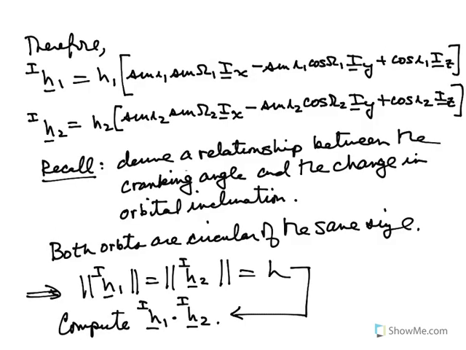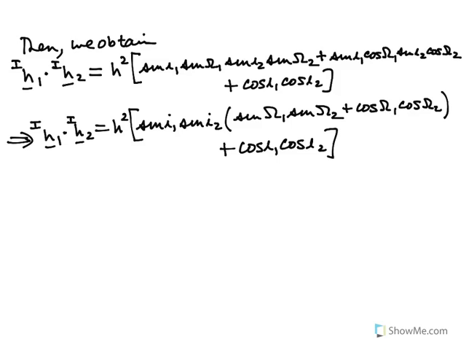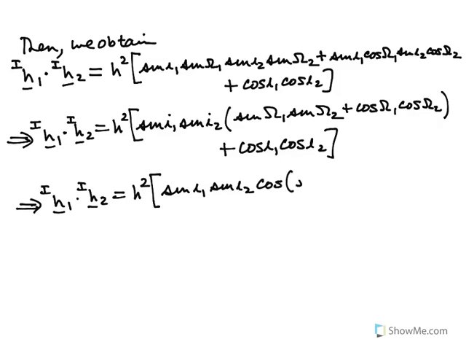So now I can take this result and simplify it a little bit more, which gives me that h1i dotted with h2i is equal to h squared. Now you see the term in the parentheses just becomes cosine of omega 2 minus omega 1. And then I get plus cosine I1 cosine I2. So that's the result that I get.